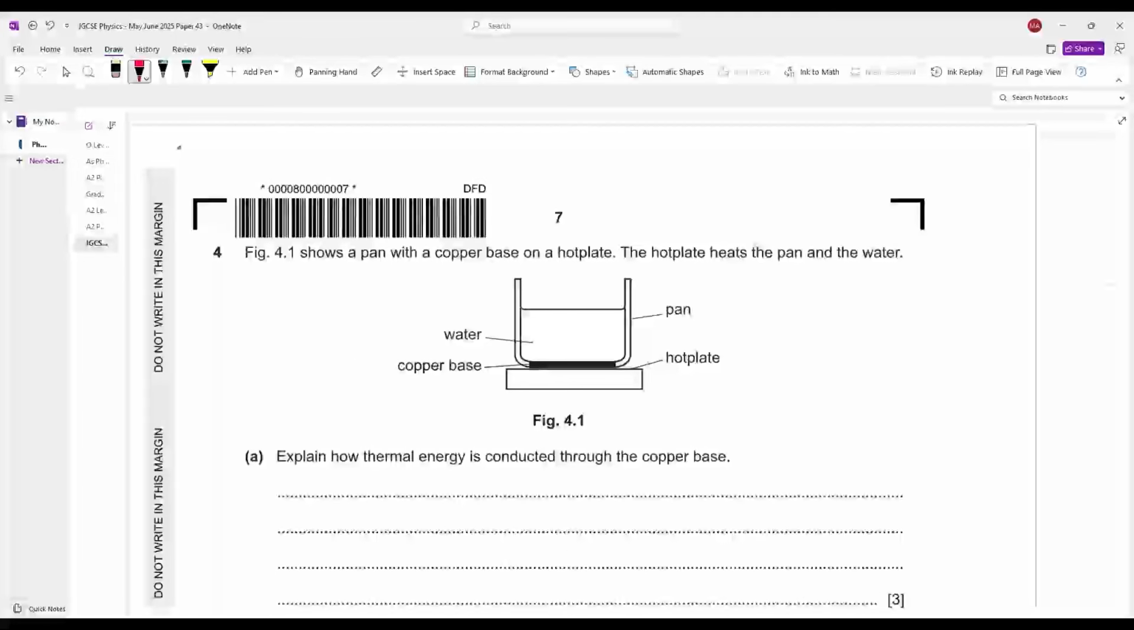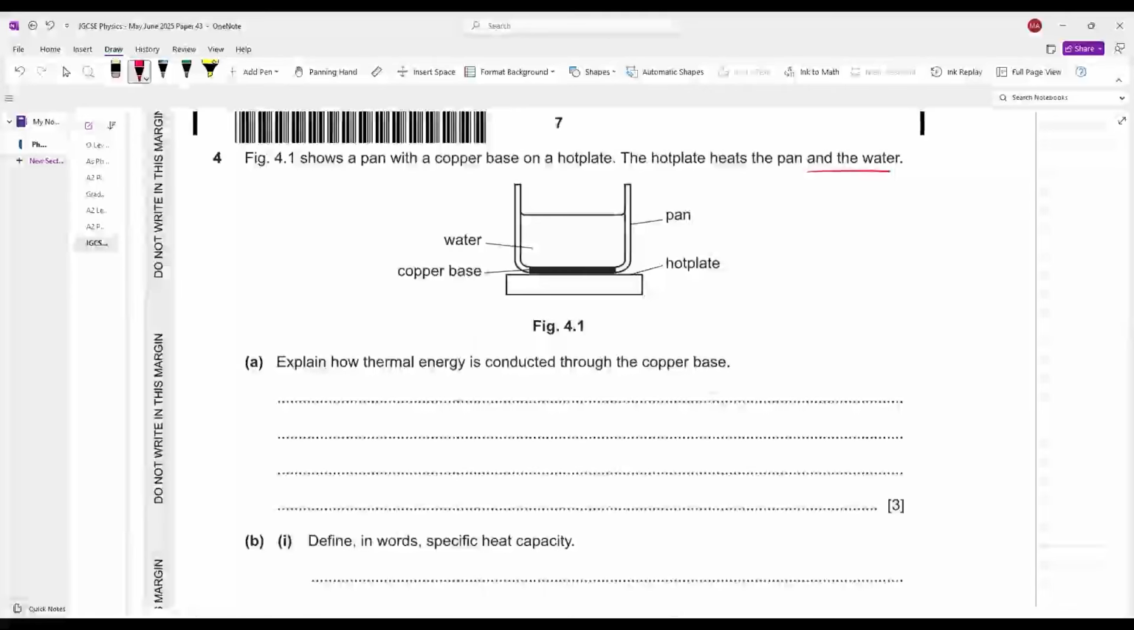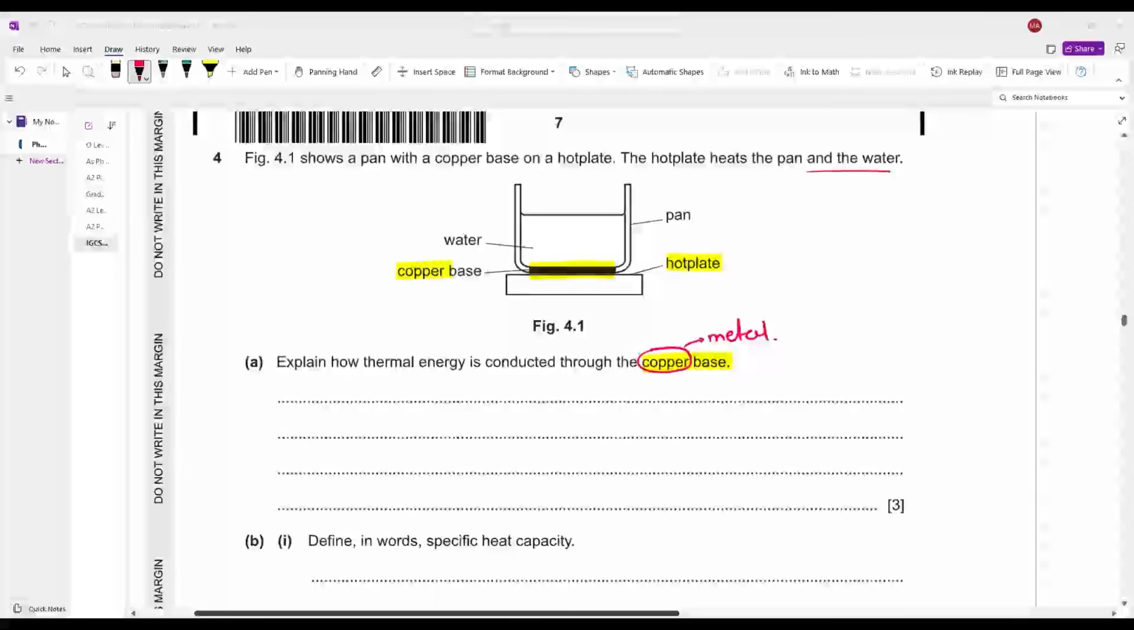Figure 4.1 shows a copper base on a hot plate. The hot plate heats the pan and water. Okay. So this whole yellow highlighted thing is known as the hot plate, and it is made of copper. Okay. Explain how thermal energy is conducted through the copper base. You have to tell how thermal energy is conducted through this metal or through this copper base.